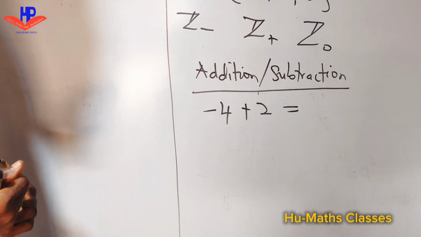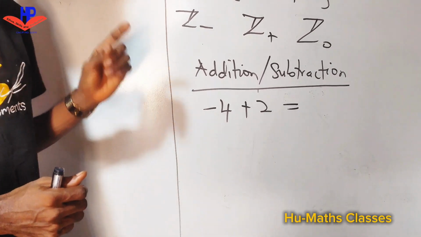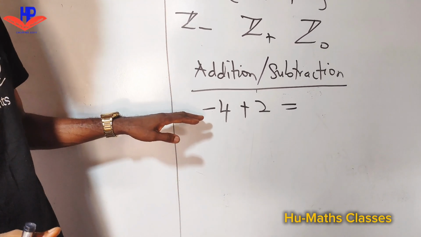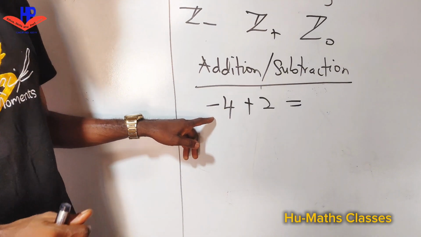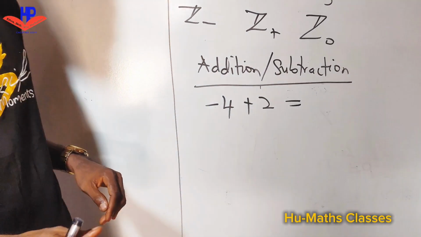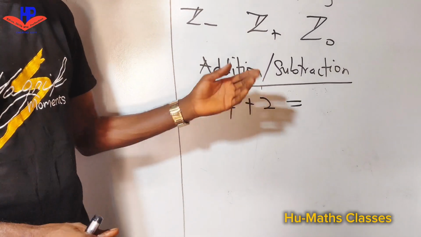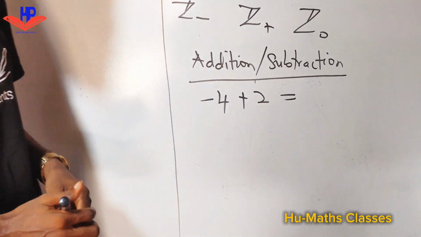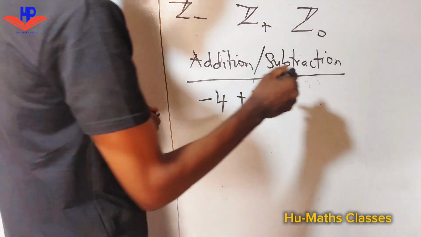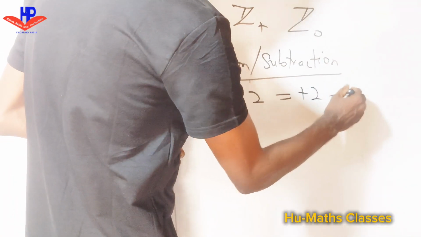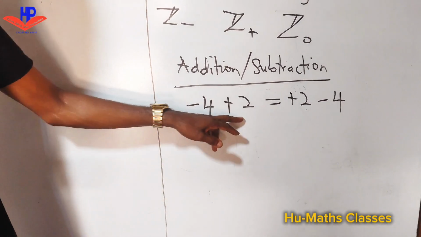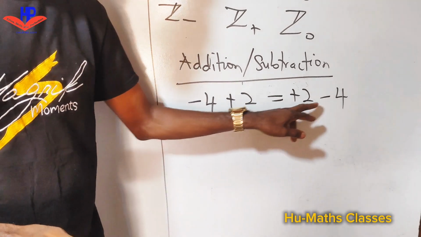For the sake of learning, I want you to understand that when it comes to addition and subtraction of numbers, always see the numbers that are attached with the minus sign to be what you're giving out, and the ones that have the plus sign to be what you have. So in minus 4 plus 2, we can as well write this as plus 2 minus 4. They are the same thing. So minus 4 plus 2 is the same as plus 2 minus 4.